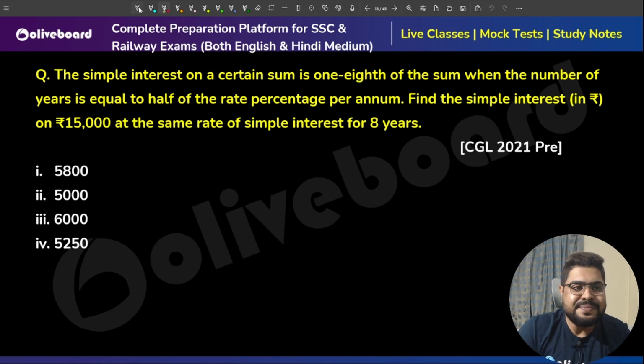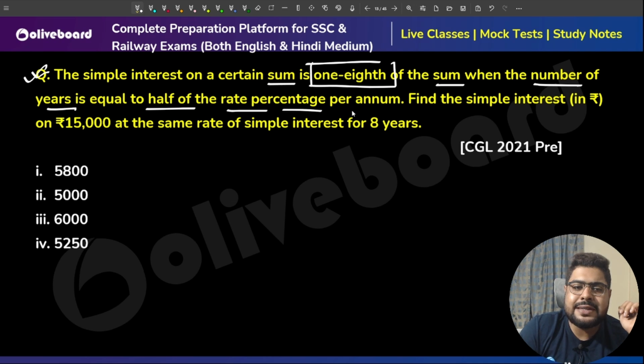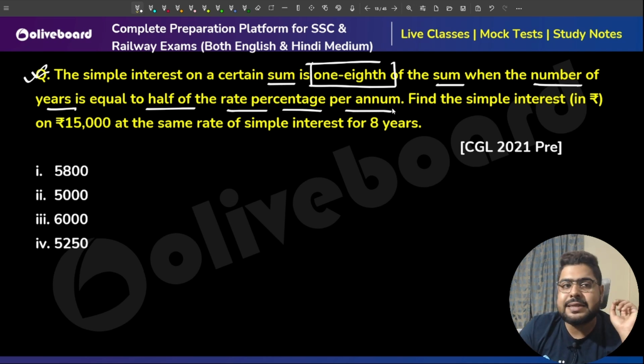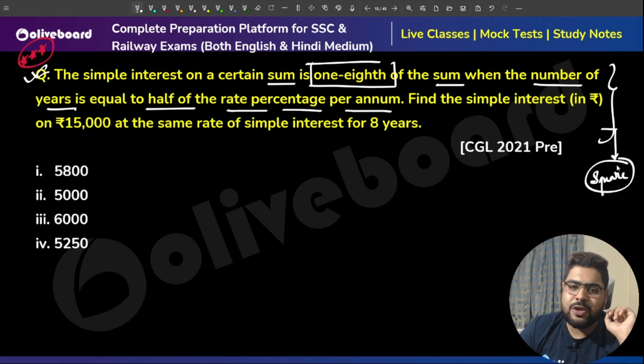Next question, sir. The simple interest on a certain sum is 1/8 of the sum when the number of years is equal to half of the rate percentage per annum. Now again, let me say this. This particular type is very, very popular in SSC exams. You will find so many of these type questions. So here, always remember in this type, sir, whatever you assume, you have to deal with a square. So be careful on this, always.